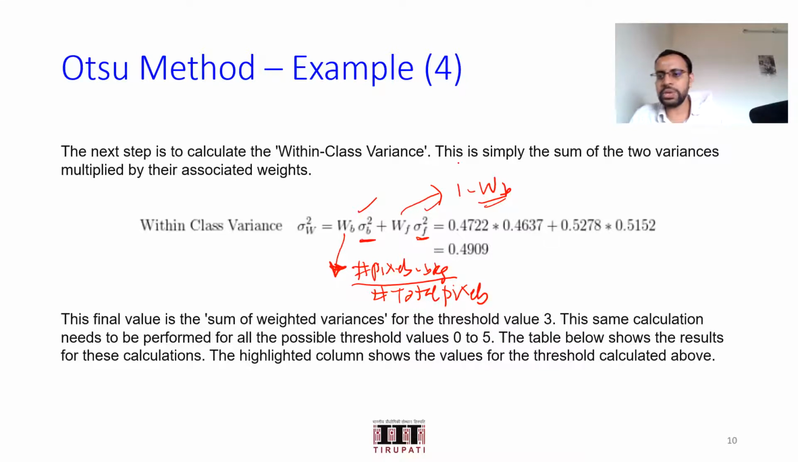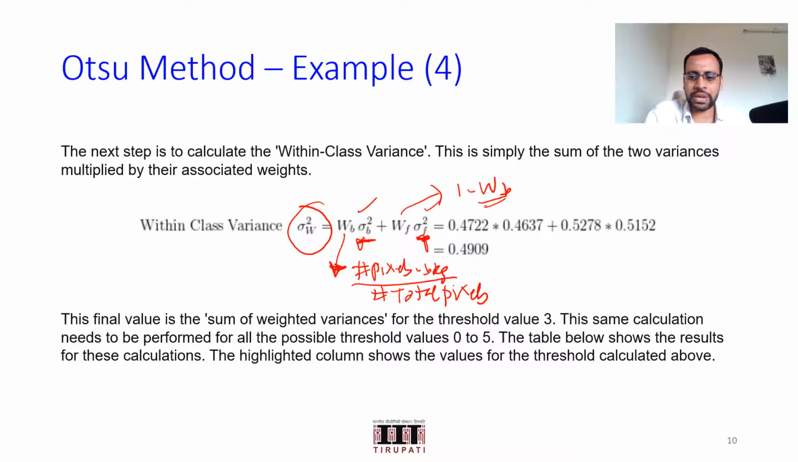Now, you do an exhaustive search, an exhaustive workout of all possible thresholds, and pick that value as a threshold for which this within class variance is minimum. Each is very compact in its own group. And those are the sigma b square and sigma f square.